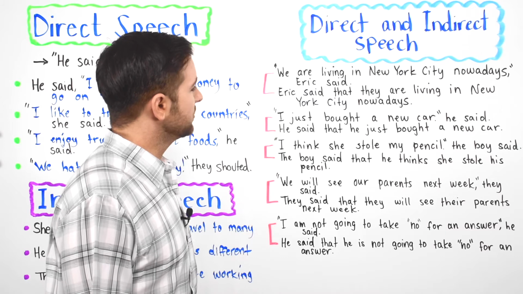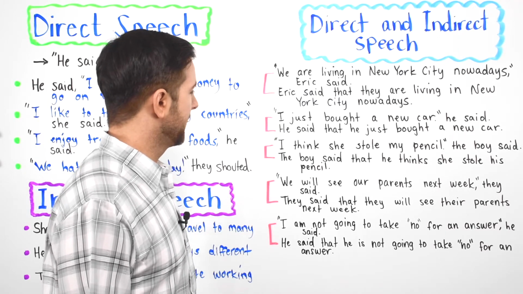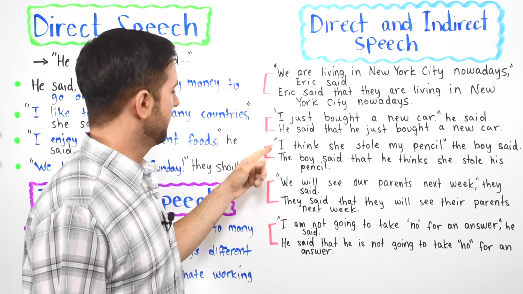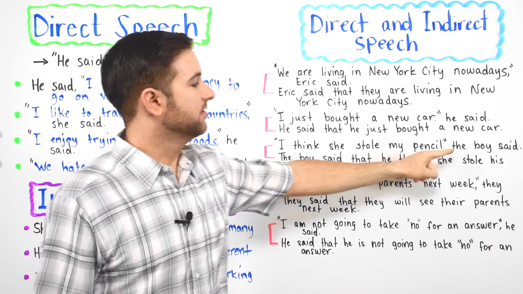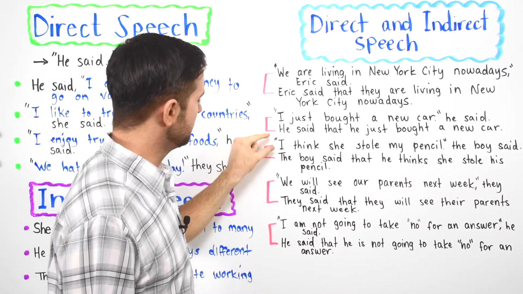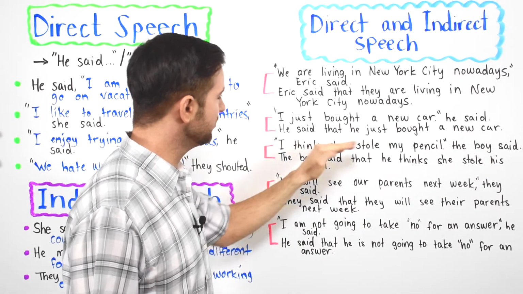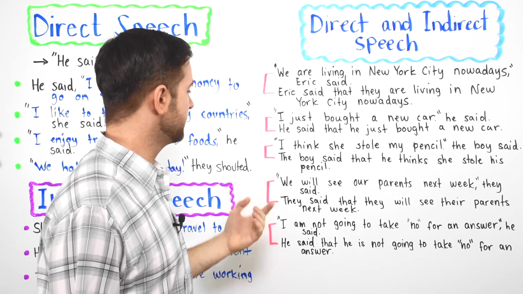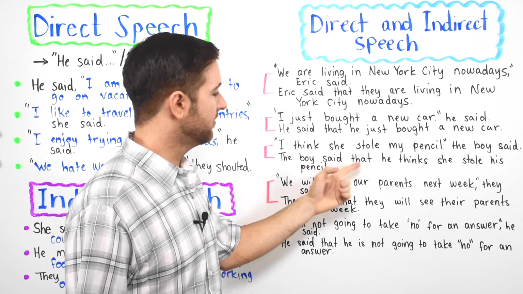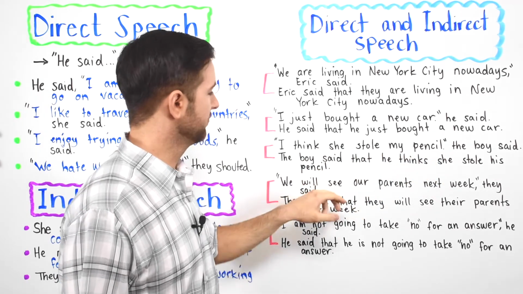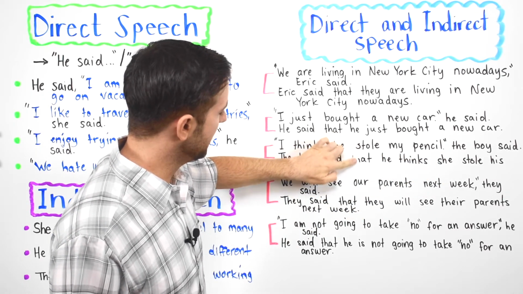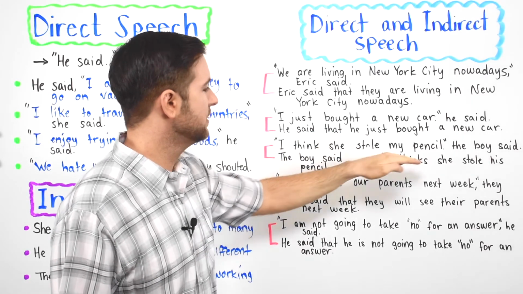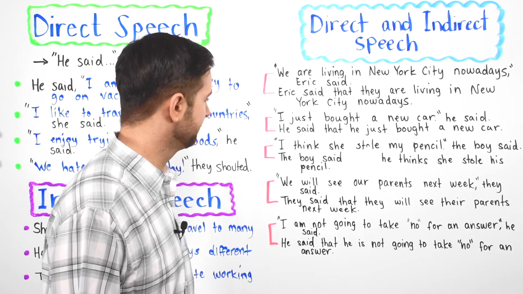Here, I just bought a new car, he said. He said that he just bought a new car. I think she stole my pencil, the boy said. So this is his exact quote. I think she stole my pencil. But when we want to use reported speech, we say, the boy said that he thinks she stole his pencil. And remember, if we don't want to include that while we're speaking in informal conversations, we can erase it. The boy said he thinks she stole his pencil.